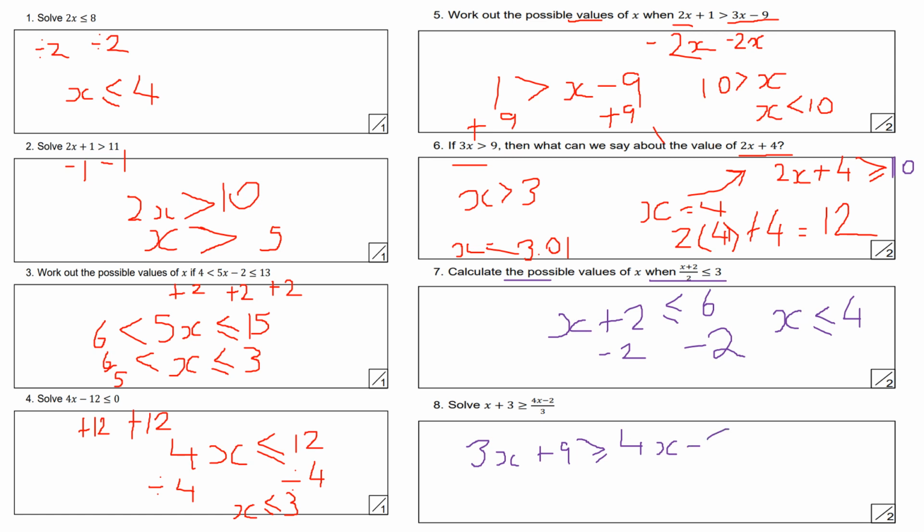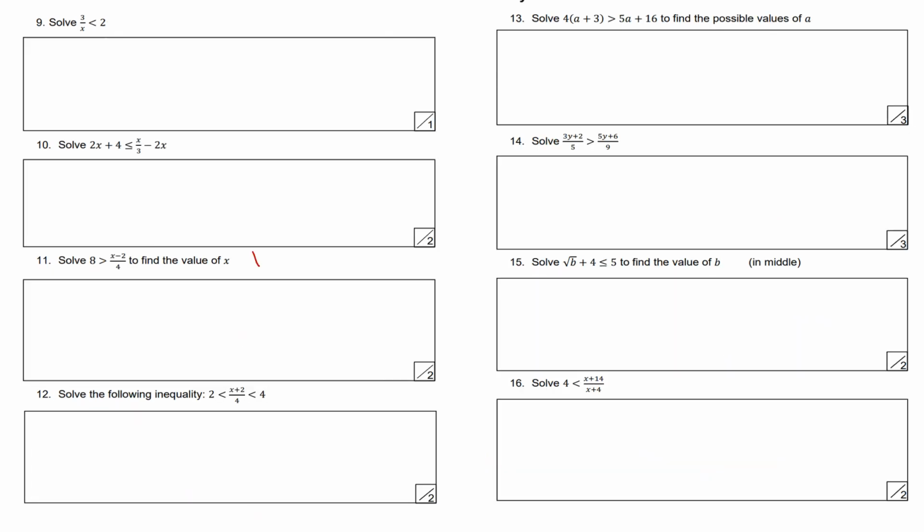I'm now going to subtract 3x on both sides. Okay, so I'm going to have 9 is greater than or equal to x minus 2. I'm then going to add 2 to both sides to balance the inequality respectively. 9 plus 2 is going to be 11, so 11 is greater than or equal to x. Therefore, x is less than or equal to 11, guys. Okay, so hopefully it makes sense.